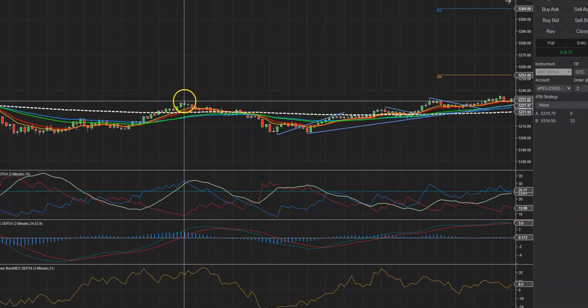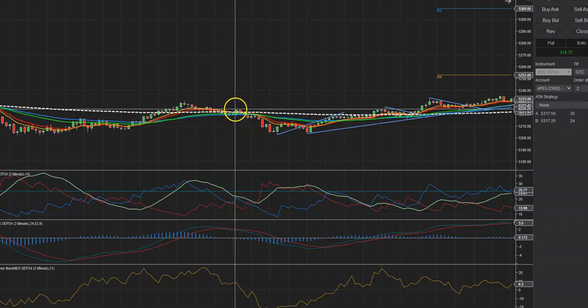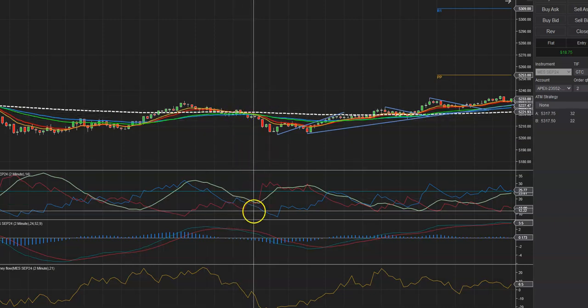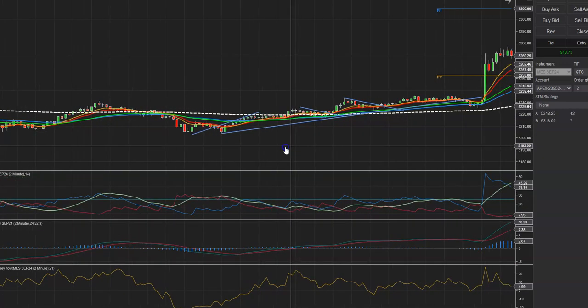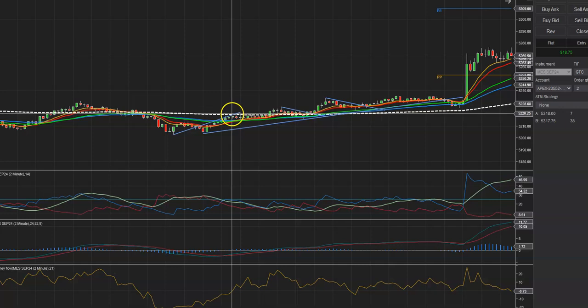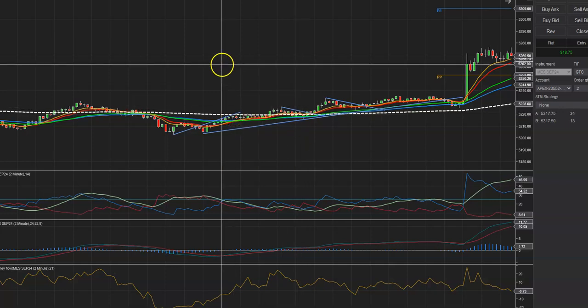Here was a 1, 2, 3, and the crossovers were taking place, and you had a little bit of a profit. But I did not take it because it was still below the 200 moving average. And this is a 2-minute chart.